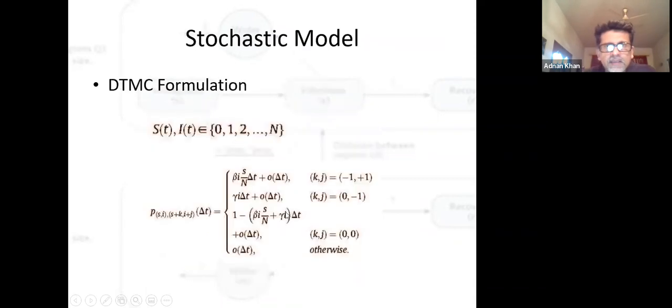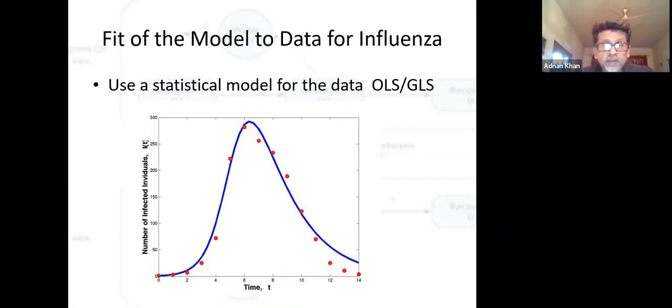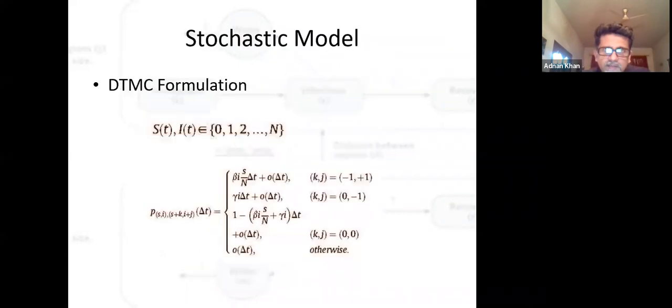And this is, by the way, how R naught was estimated by many people for COVID, as we will see.